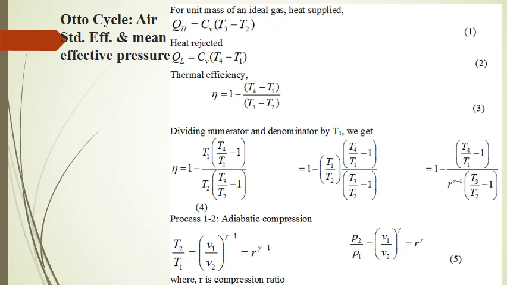There is one more term, mean effective pressure, whose derivation we are going to discuss just after air standard efficiency. Mean effective pressure is nothing but it is the constant mean effective pressure that is acting on the piston of a hypothetical engine that is producing power equivalent or equal to an actual engine.